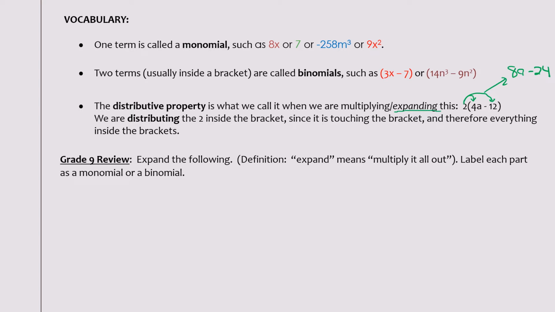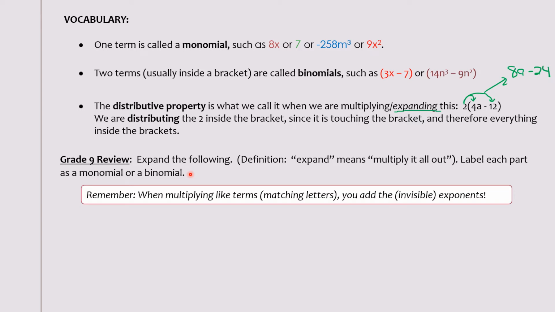Grade 9 review, we're going to expand. Now expand means multiply it all out, like we did here. We expanded this. Label each part as a monomial or a binomial. Remember, when you're multiplying like terms, matching letters, you add the invisible exponents. I'll show you what I mean here.